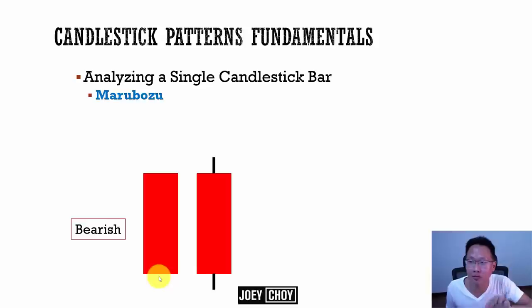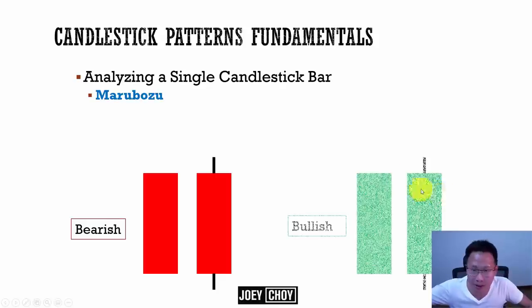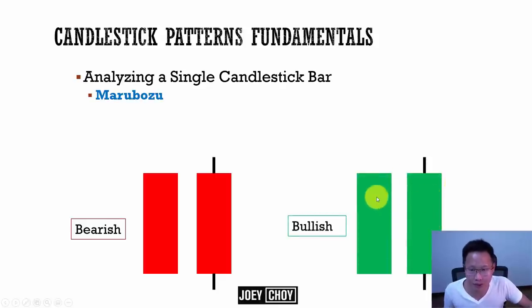So that would be a Marubozu, which means that this would be definitely more bearish because sellers are totally in control during the entire trading session, right? So let's take a look at the green, right? Same thing, we have this green bar on the left with the green bar on the right. On the right, we have the same thing, all right? We have the high of the day and the low of the day.